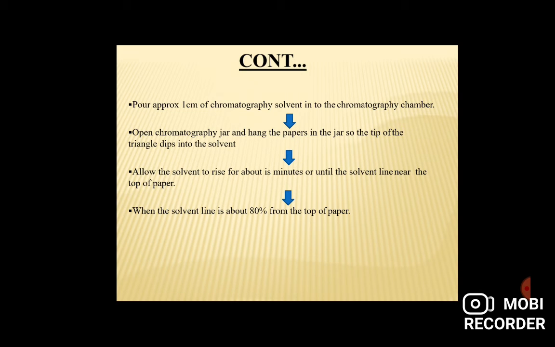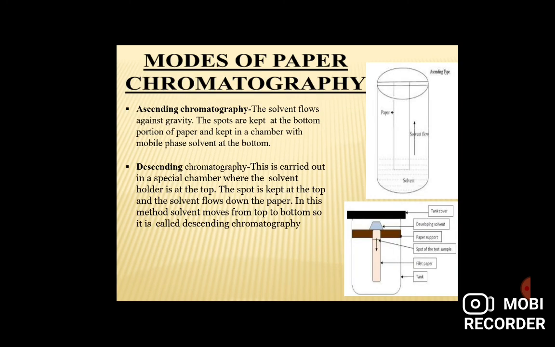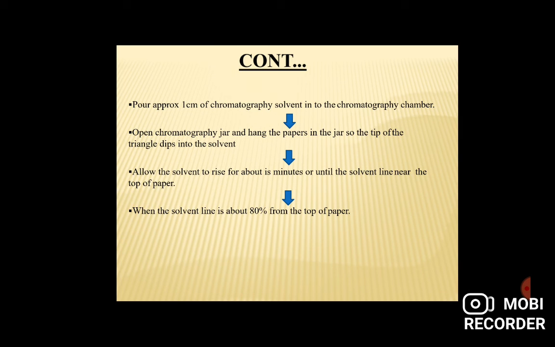Triangle or spot, we can say spot. Allow the solvent to rise for about 1 minute or until the solvent line is near the top of the paper. When the solvent line is about 80% from the top of the paper, we can take the paper out of the chamber and dry it to evaporate the solvent.